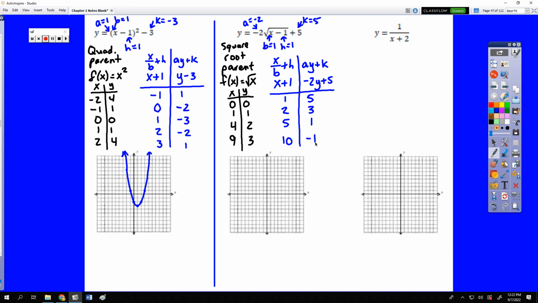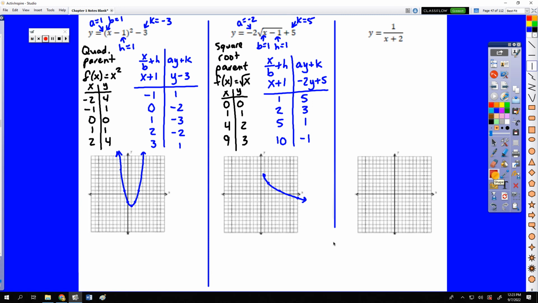So our points are 1, 5, 2, 3, sorry. I did 5, 1, not 1, 5. Okay, let's get that fixed. 1, 5, 2, 3, 5, 1, and 10, negative 1. Again, we have that distinctive parabola shape. The negative a value has flipped it vertically, creating the lower half of the parabola instead of the upper half. And then we have a vertical stretch factor of 2, as well as a horizontal and vertical shift.